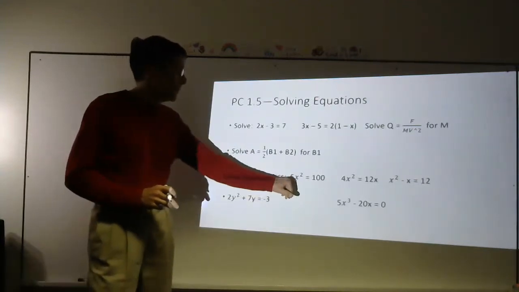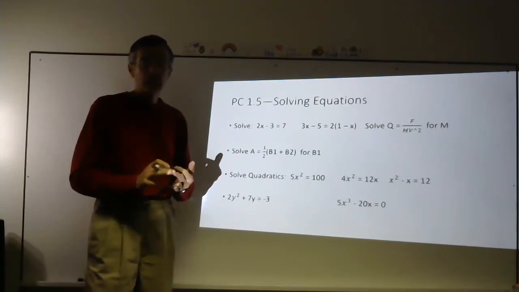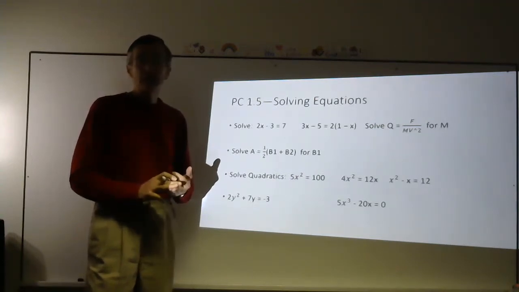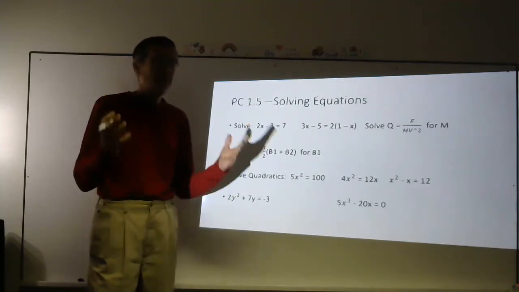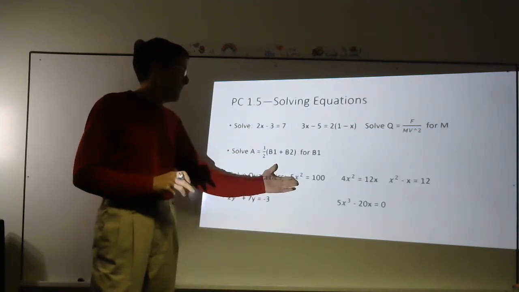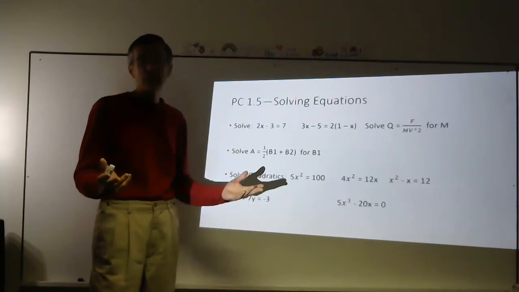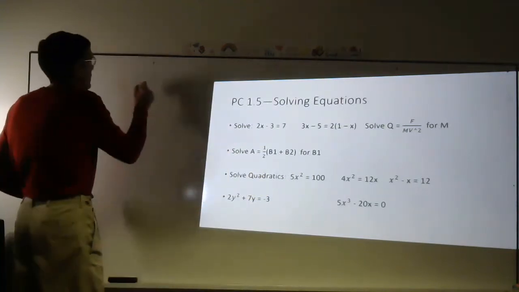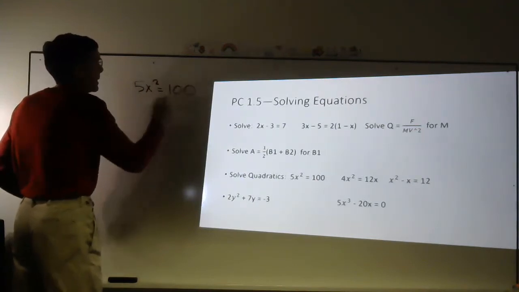You could use square roots. You could factor. You could use a quadratic formula. You could complete the square. So there are all different kinds of ways to do these problems. 5x squared equals 100. There's no x term. 5x squared equals 100. Why not divide by 5?